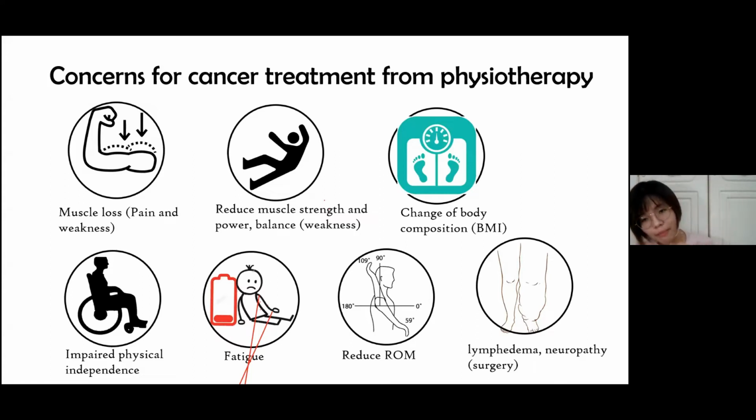Their body BMI changes, their fat percentage increases, there is a decrease of lean body mass, and an increase of water too. For even more severe cases, they even have impaired physical independence and become wheelchair bound. So fatigue, of course, is very common, and there is reduced range of motion and lymphedema or neuropathy.